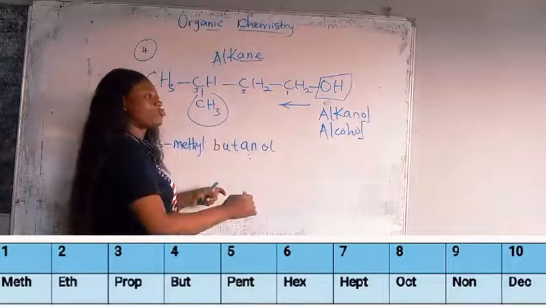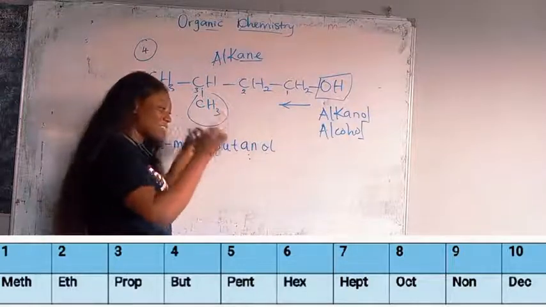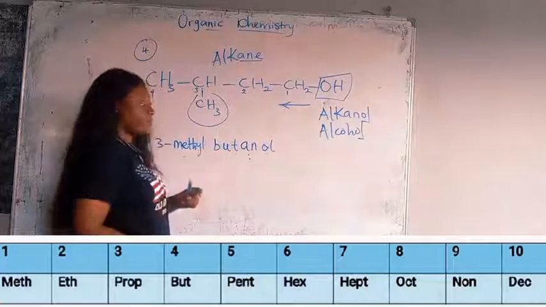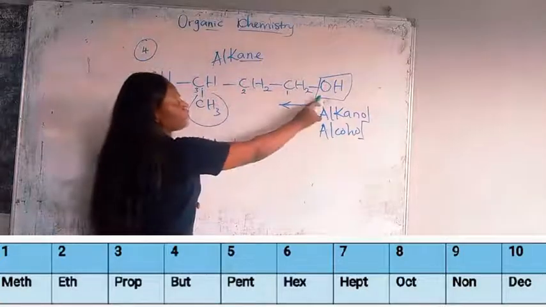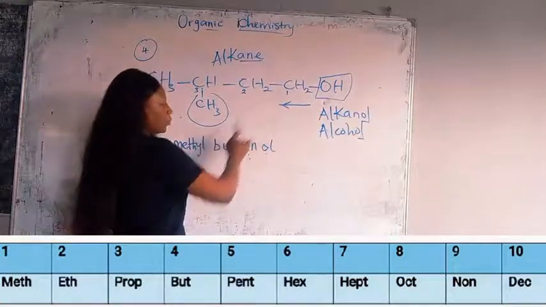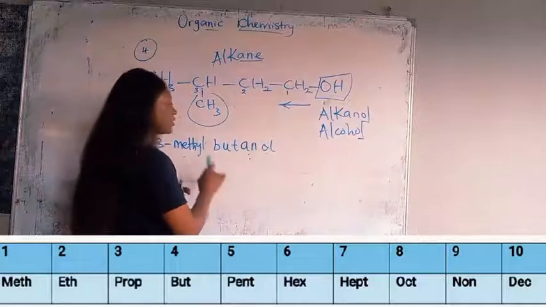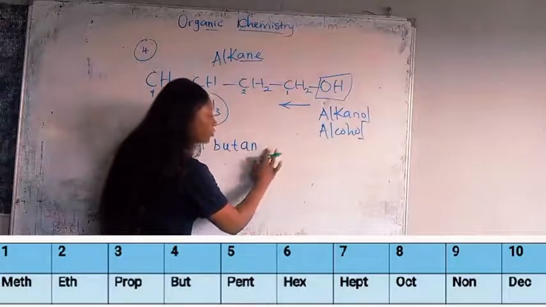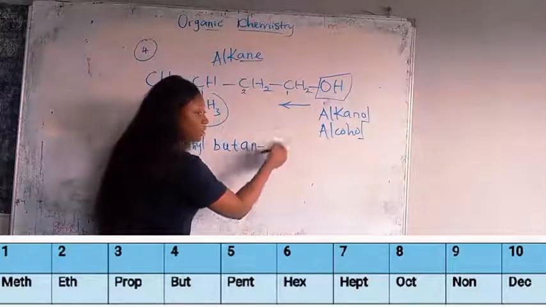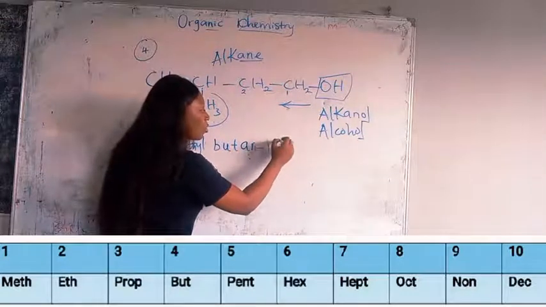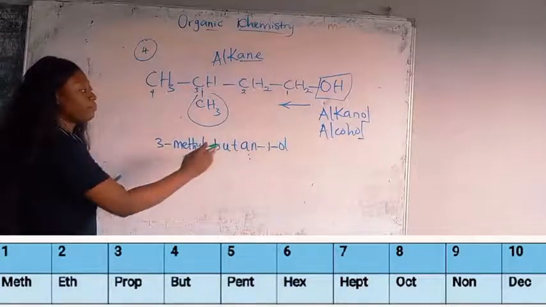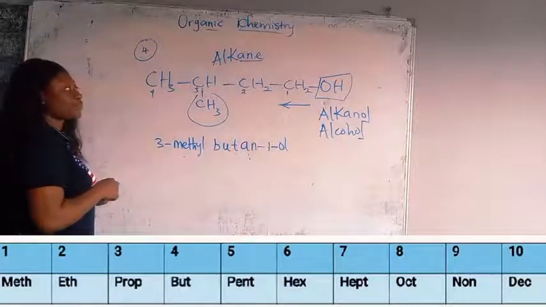But in organic chemistry, we always have to specify position. That was the reason why we numbered in the first place. So because this functional group is on carbon number 1, this compound will now be called 3-methylbutan. Let us make room for the 1. Butan, hyphen, because the number is coming in, 1-ol. So the name of this compound is 3-methylbutan-1-ol.